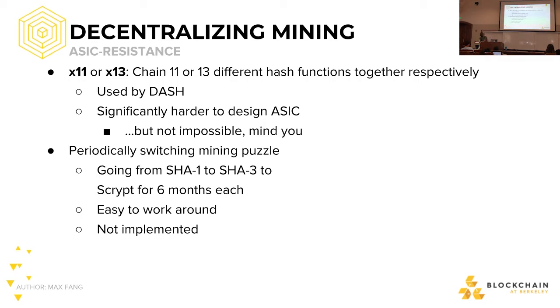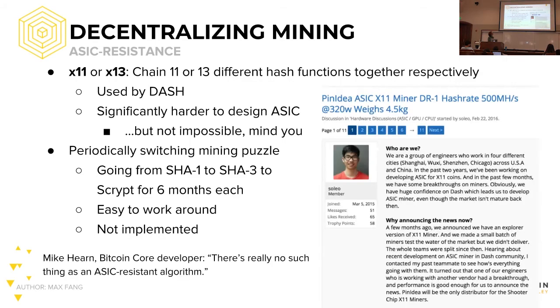And it periodically switches from SHA-1 to SHA-3 and then to S-Crypt for 6 months at a time. It's easy to work around in a sense, and it's not totally implemented yet, but even that considered, somebody has built an ASIC for it. So where there's this profit that can be made, like Jason was saying earlier, the key idea here is in game theory, everybody's motivated by profit. If you can create this technology that can be optimized for these puzzles, people are going to do it. Even if there's not an easy way to do it yet, they're going to figure out a way, because there's this enormous potential to make a lot of money solving these puzzles.